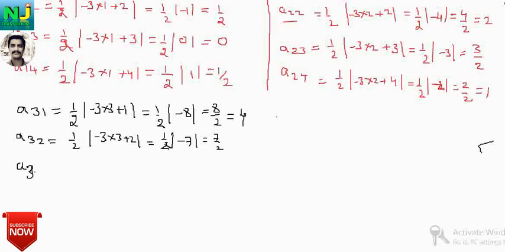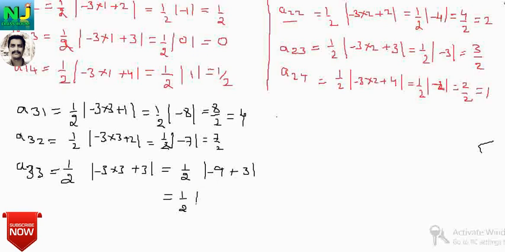A33. A33 is equal to 1 by 2 minus 3 into 3 plus 3. It is equal to 1 by 2 minus 3 3 is a minus 9, plus 3. Okay, it is equal to 1 by 2. What is the answer? Come on, tell me. 1 by 2 minus 9 plus 3 is equal to minus 6. Modulus of minus 6 is equal to 6 by 2. The answer is 3.